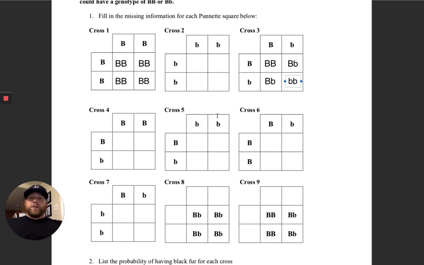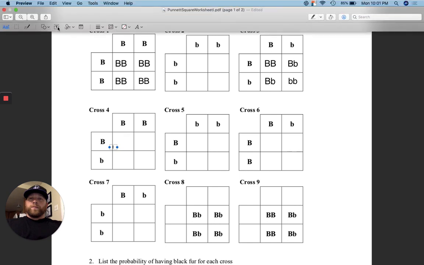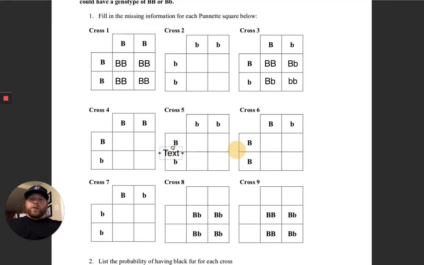Okay, let's jump down to number 4 here. I think you guys hopefully are getting the hang of this. I know sometimes these can be tricky, but if you see we have 1 homozygous dominant parent and 1 heterozygous parent. So let's see what we would get from them. We would have 1 dominant allele here and 1 dominant allele here.